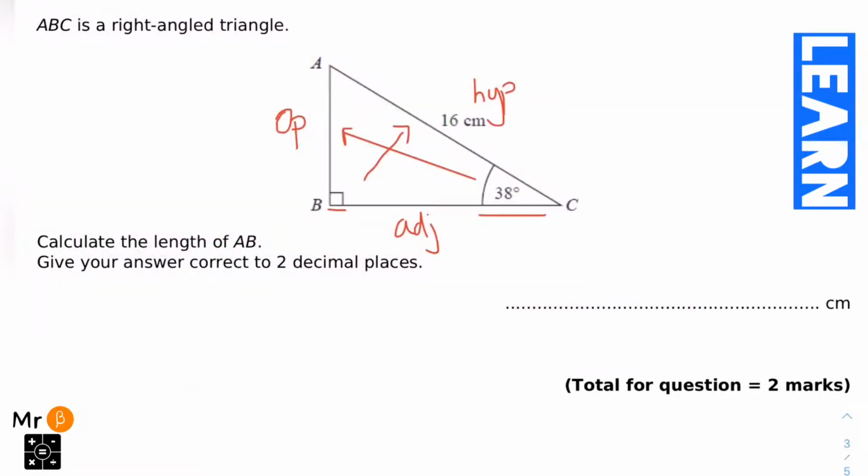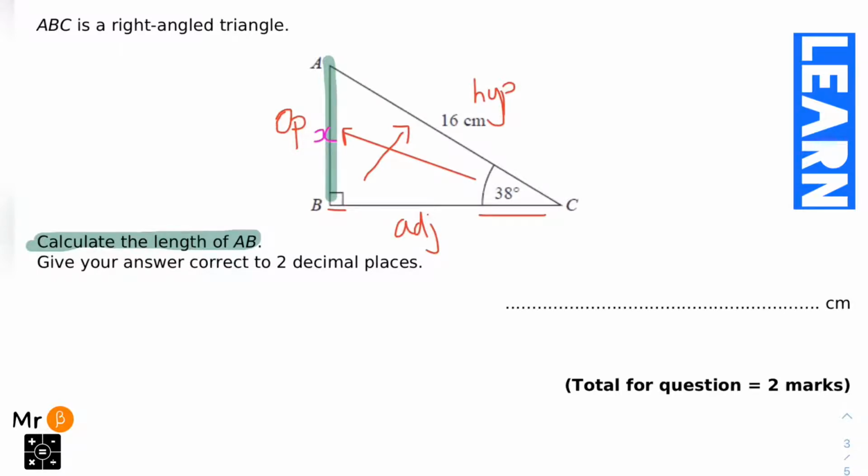Next, in every trigonometry question there is one side which you won't use. So let's read the question. It wants us to calculate the length of AB. So I'm going to go ahead and label that side with the letter X. That's the side which it wants us to work out. So this length here, AB.